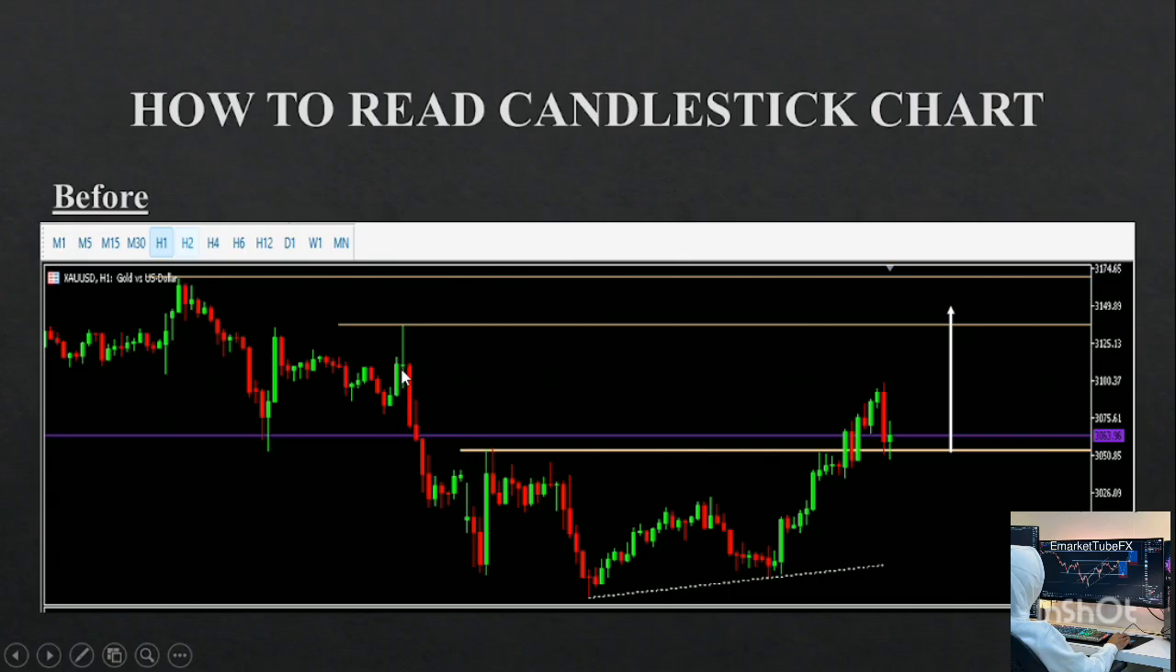So as a trader, when you are trading and you see these things, you should understand what the market is telling you. You should try and understand these things. It's very, very important for you to understand. So kindly take note.